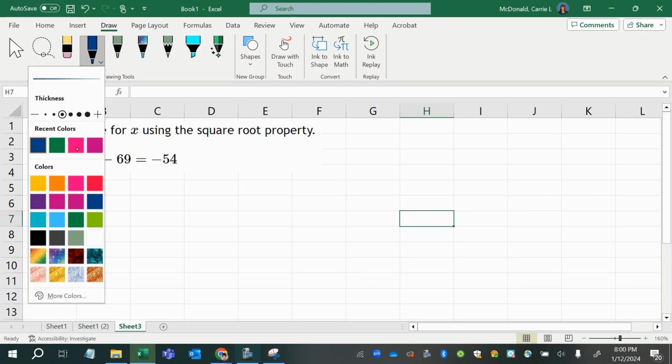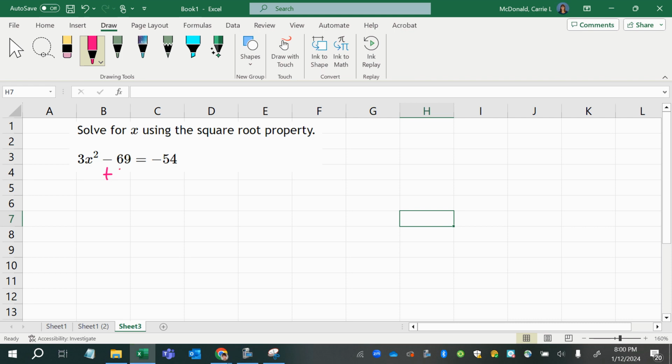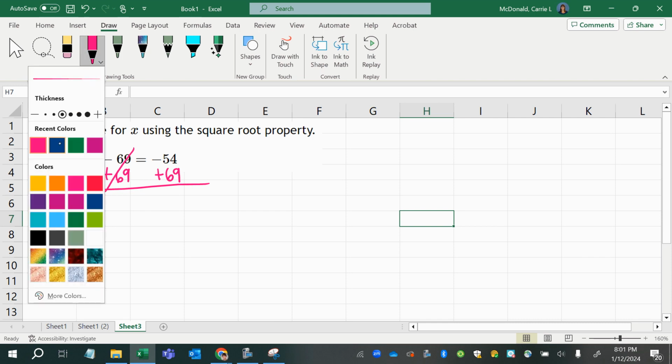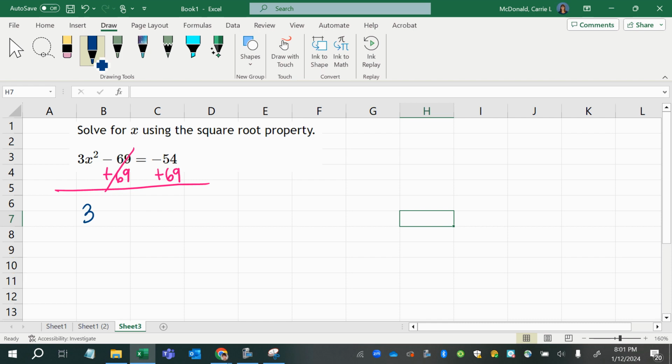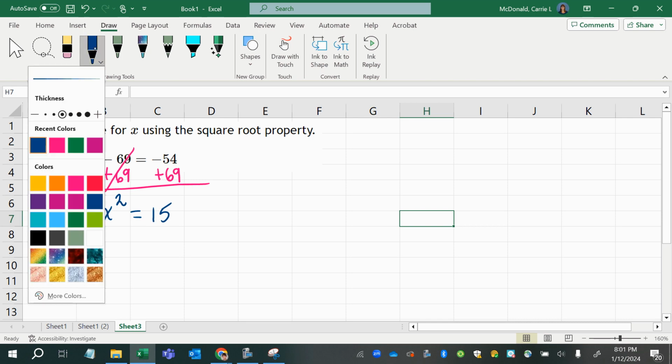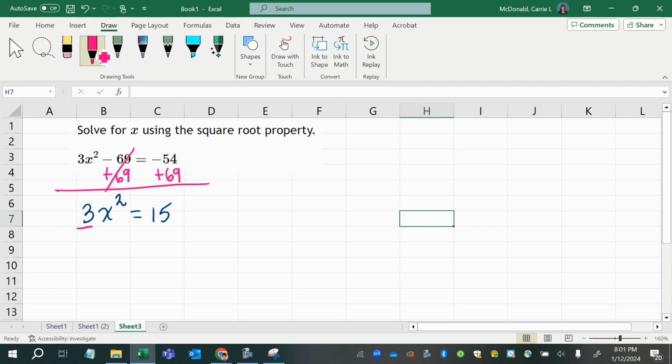Okay, so like I said, let's go ahead and remove anything from the left side except for a perfect square. We're just going to keep going until we have a perfect square all alone on the left side of the equals. All right, now we have added 69 to both sides so that the left side is just 3 times x squared now. And then when you subtract 69 minus 54, you get, what is that, 15?